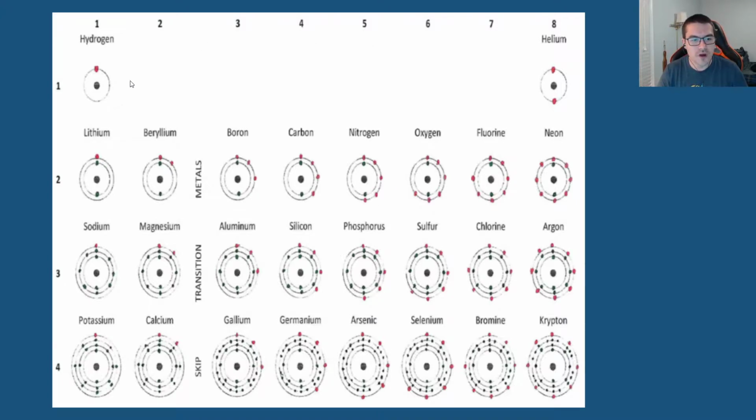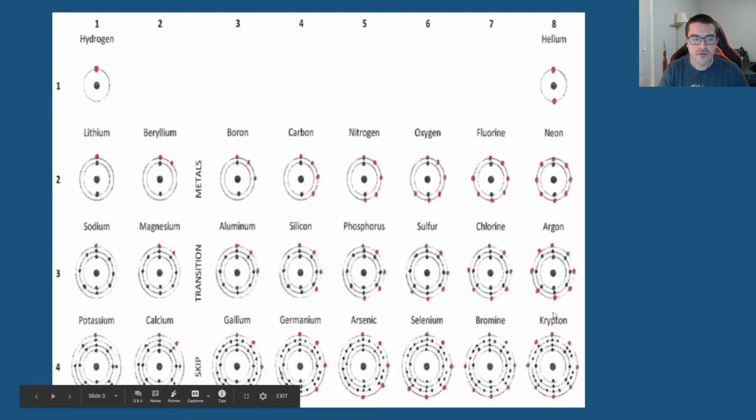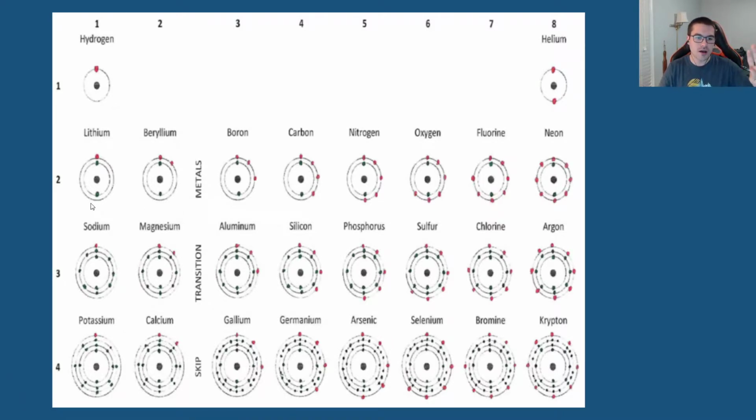So we're going to be focusing on these elements, which are referred to as the main group elements. This is column 1, column 2. Skip the big middle section, right? And then this is technically column 13, 14, 15, 16, 17, and 18. Okay, so this is on the far right-hand side. So once again, it's like the S block and the P block. These are the elements that we're going to be working with.